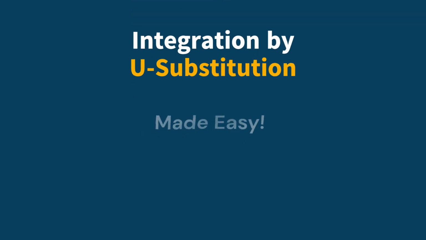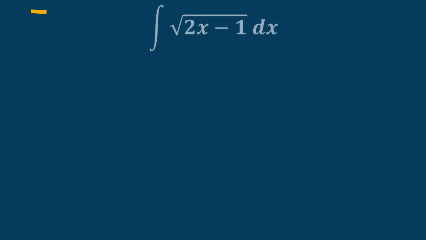Integration by substitution. Made easy. Example number 1. We want to find the integral of radical 2x minus 1 dx. Looking at our problem, we don't have a formula that we can use to solve this. That's where the substitution of variables comes into play.